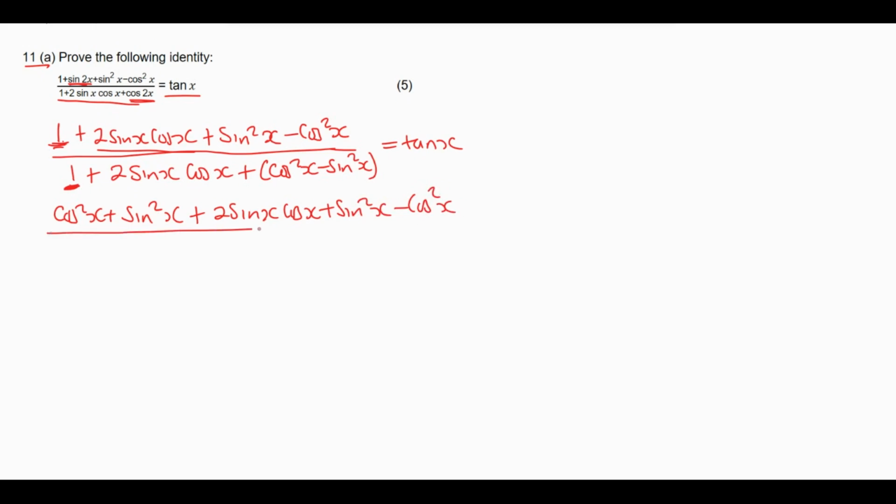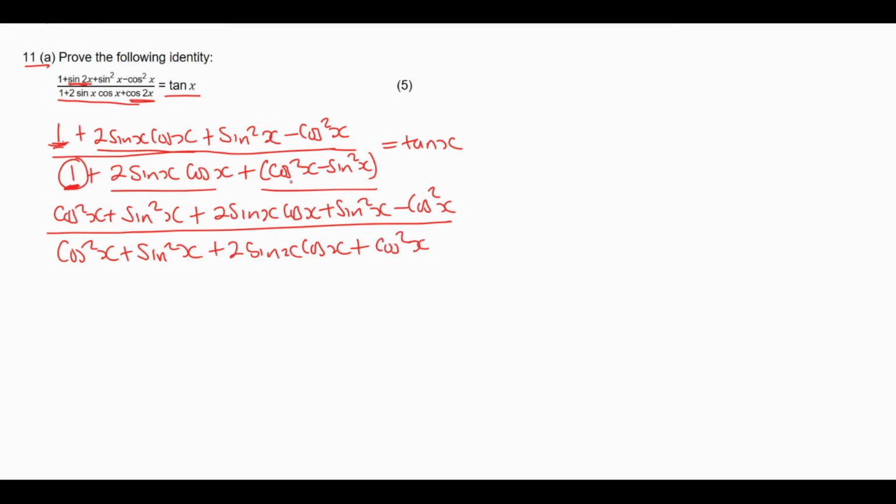And then all this over, we replace this with cos squared x plus sine squared x, plus 2 sine x cos x, plus cos squared x minus sine squared x, is equal to tan x. Even if you remove the bracket, the signs of the terms inside the bracket do not change because of the positive 1 outside the bracket.